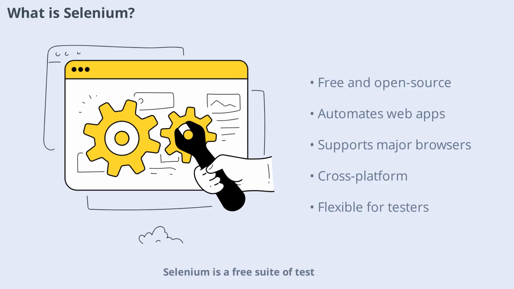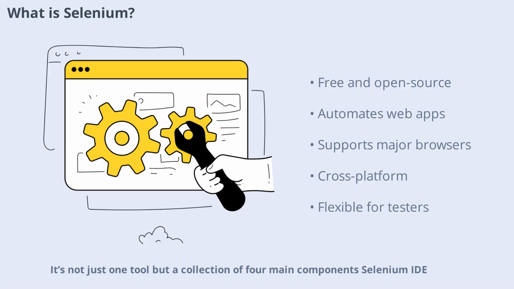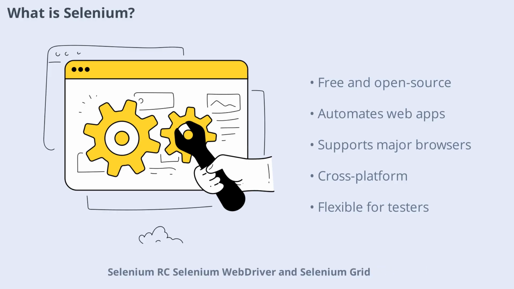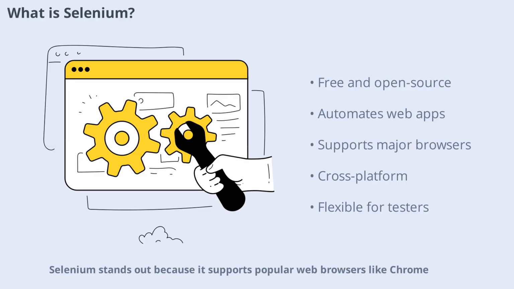Selenium is a free suite of test tools designed specifically for automating web applications. It's not just one tool, but a collection of four main components: Selenium IDE, Selenium RC, Selenium WebDriver, and Selenium Grid. Each serves a unique purpose in the testing process. Selenium stands out because it supports popular web browsers like Chrome, Firefox, Safari, and Opera, and works across multiple operating systems including Windows, Mac, and Linux. Its flexibility and broad compatibility make it a favorite among testers worldwide.